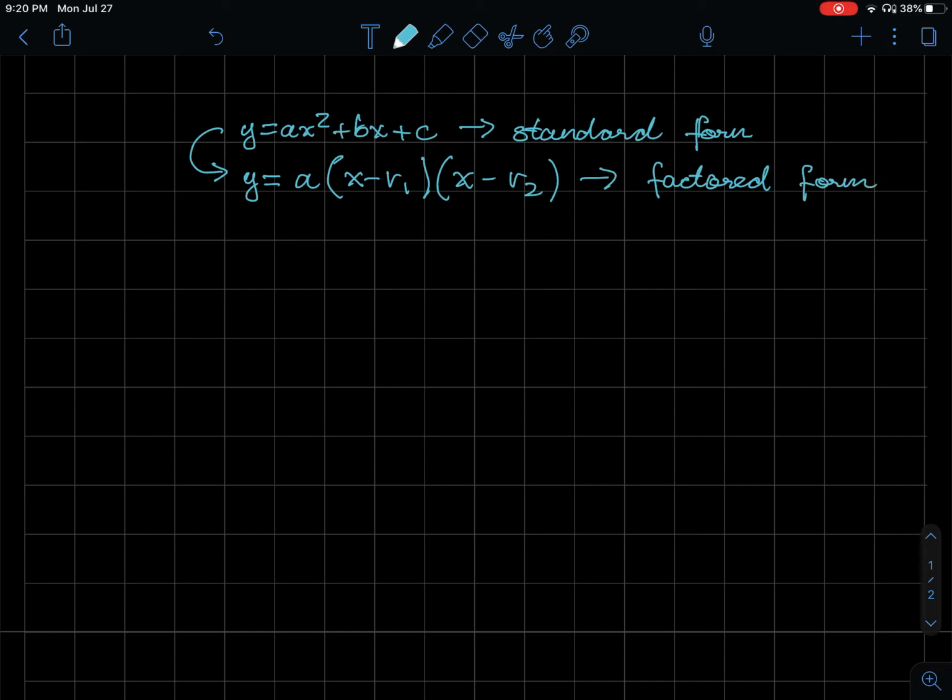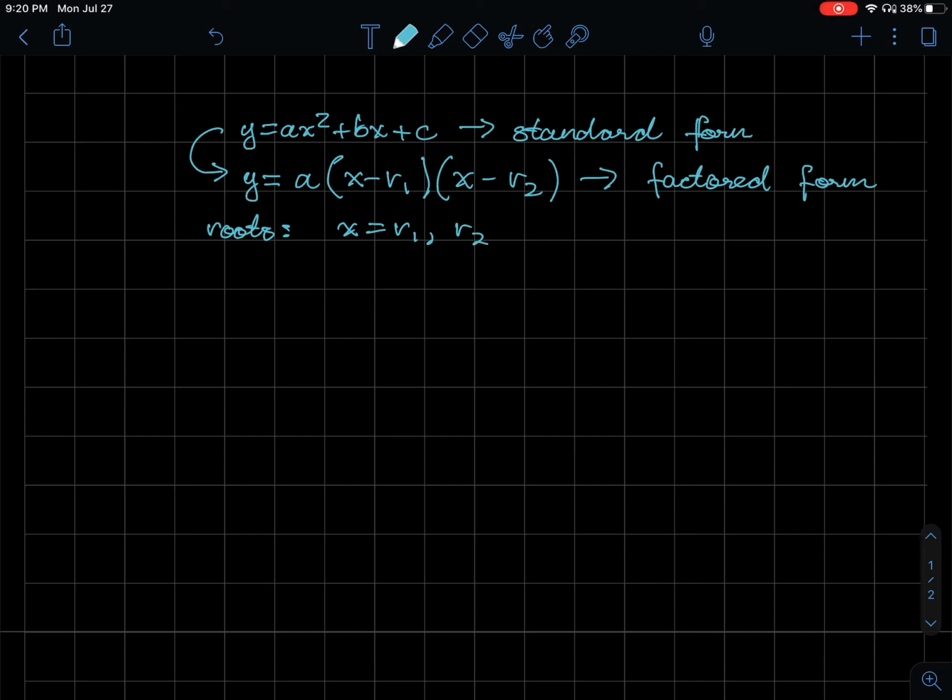So here the roots, or if you don't know what roots are, are basically the x-intercepts of the graph. The three common names are roots, zeros, and x-intercepts. They all mean the same thing. So the roots here are x equals r1 and r2.